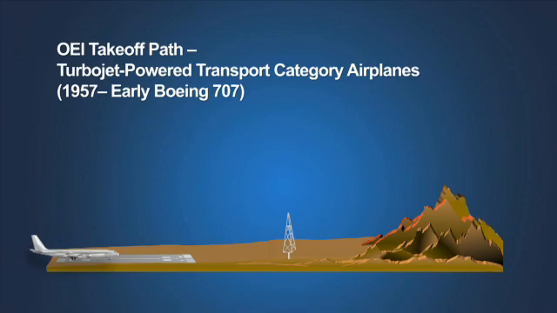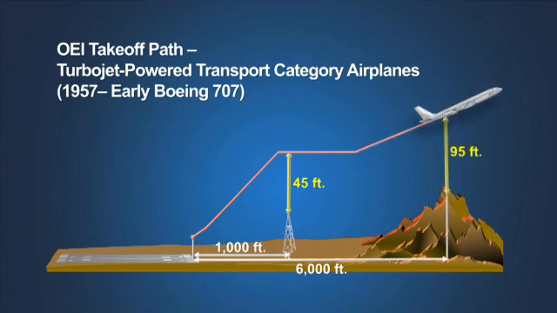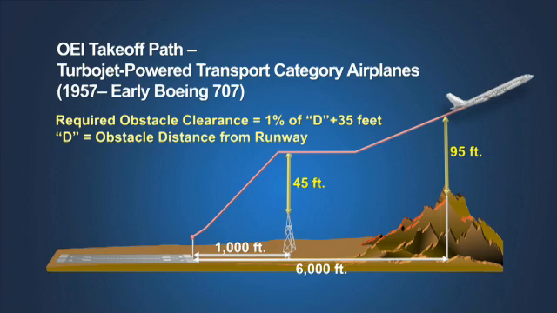To provide adequate obstacle clearance for the new turbojet airplanes, the air carrier operating rules introduced for these new airplanes in 1957 provided an increasing margin of obstacle clearance as the airplane traveled further from the end of the runway. To provide this obstacle clearance margin, these new rules required that the takeoff path clear any obstacle by 1% of the obstacle's distance from the end of the runway plus 35 feet until the airplane was 1,000 feet above the runway. These rules proved cumbersome for operators to use and were quickly modified. As a result, they were applied only to early Boeing 707s.